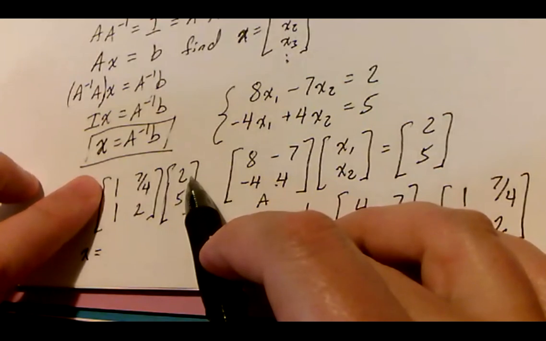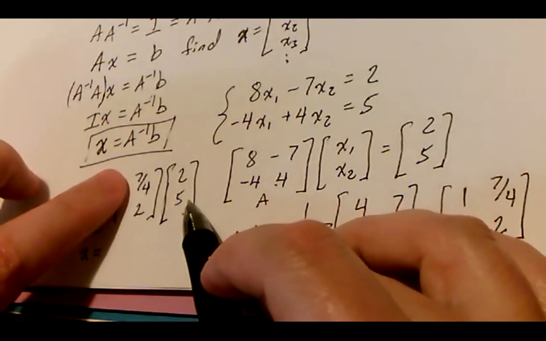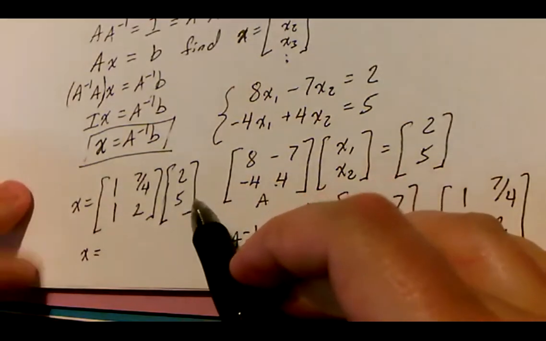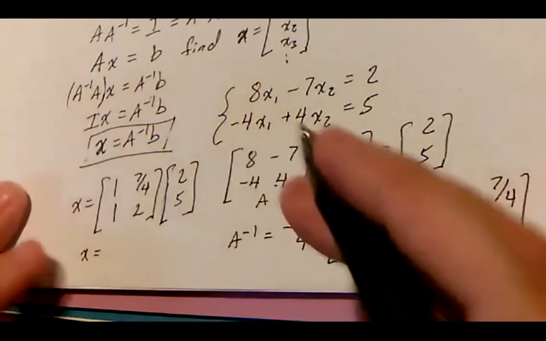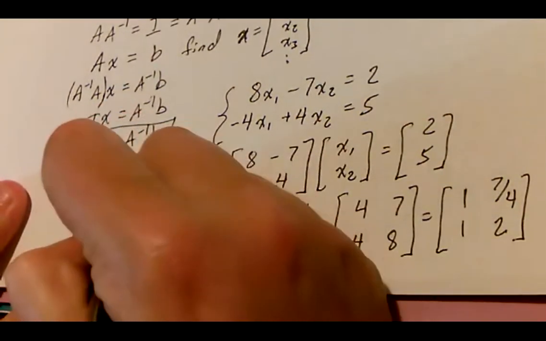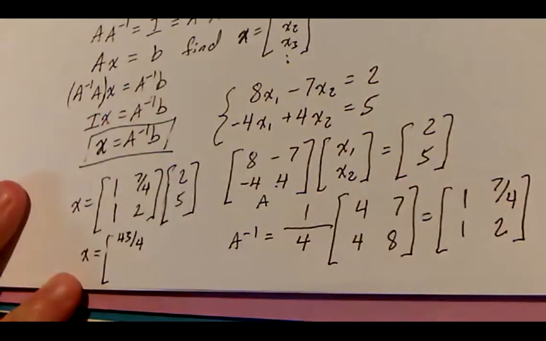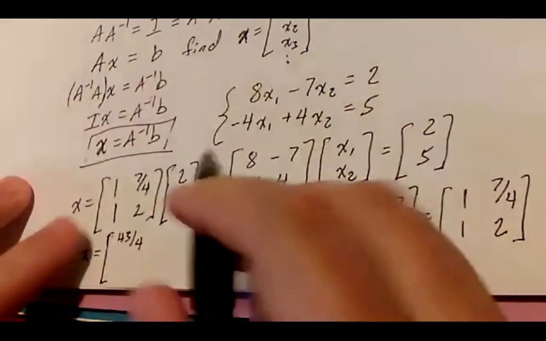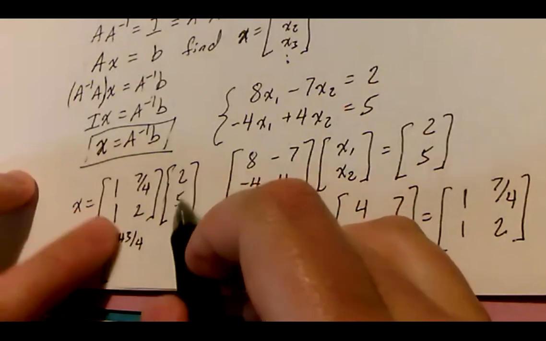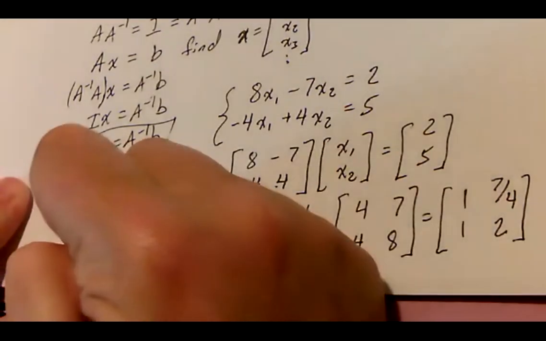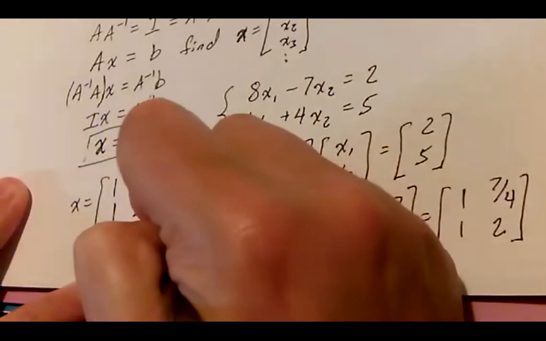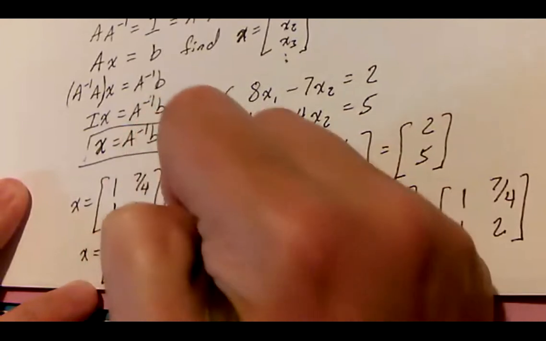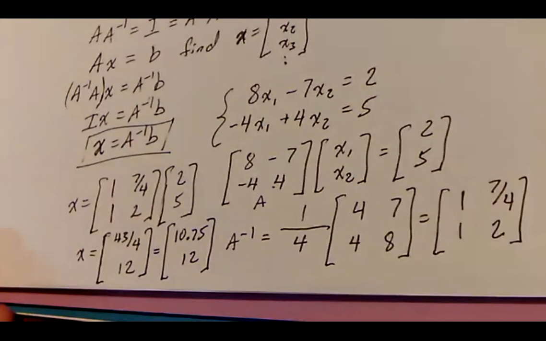So 1 times 2 is 2, plus 35 over 4. 1 times 2 is 2, that's 8 over 4, plus 35 over 4, which is 43 over 4. Second row, 2 times 1 is 2, and 2 times 5 is 10. Add those together, and I get 12. You might make 43 over 4 a decimal, so we'll say 10.75 and 12. That's a fine answer as well. Either of those representations is good here.